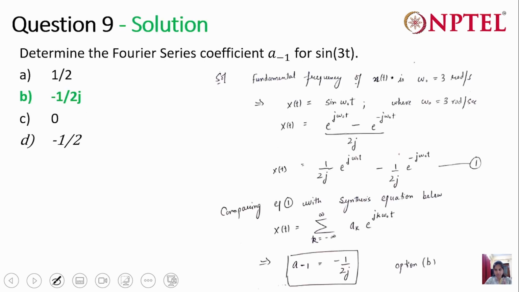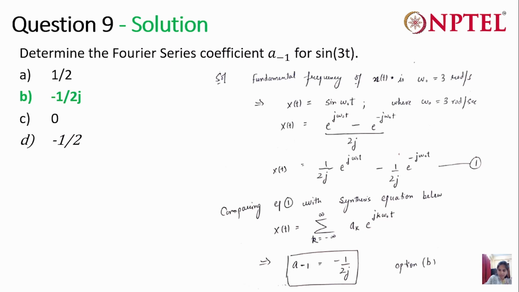Okay, let us see how to proceed. The fundamental frequency of x of t is 3 radian per second. So omega naught is equal to 3. So how do we write sine of 3t as e power j omega naught t minus e power minus j omega naught t divided by 2j? We can split it as two terms: 1 by 2j e power j omega naught t minus 1 by 2j e power minus j omega naught t.